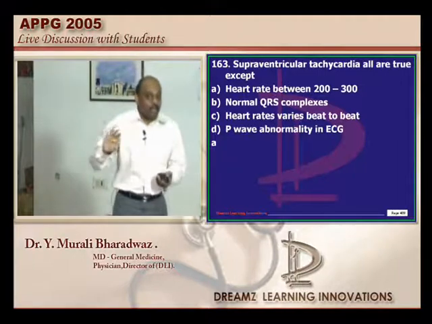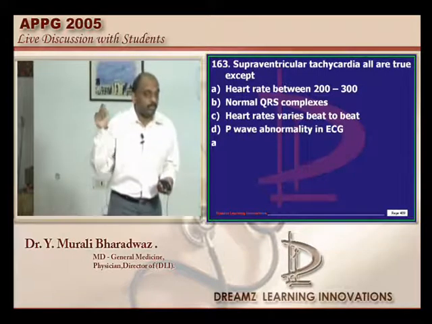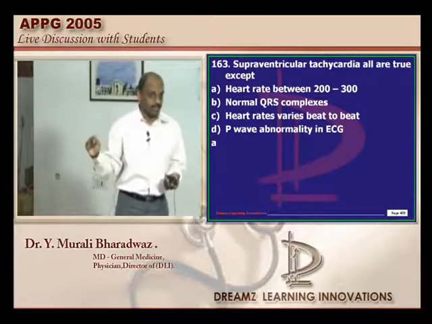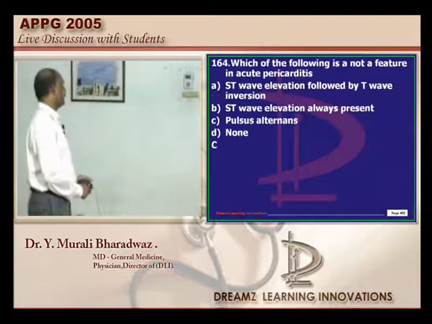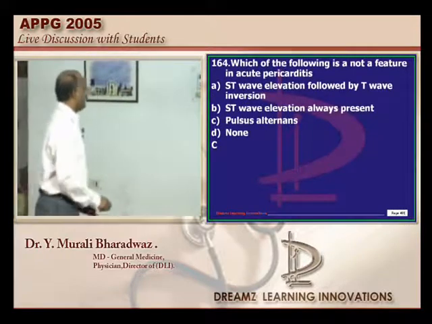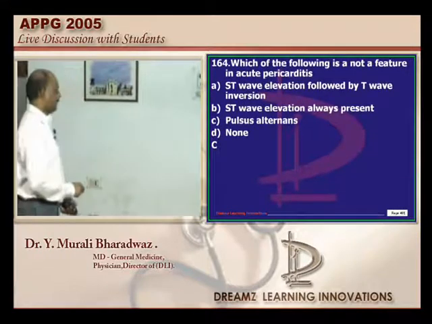If the hemodynamics are alright, then do you want to give amiodarone? Do you want to give lignocaine? How much do you want to give? These are all the favorite questions of the examiner. You can't afford to make a mistake, doctor. Let's go to the next question. Acute pericarditis, what is not a feature?